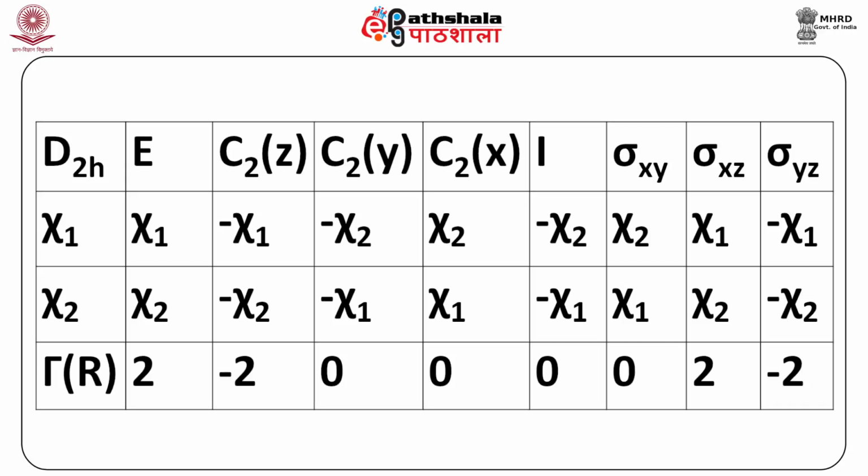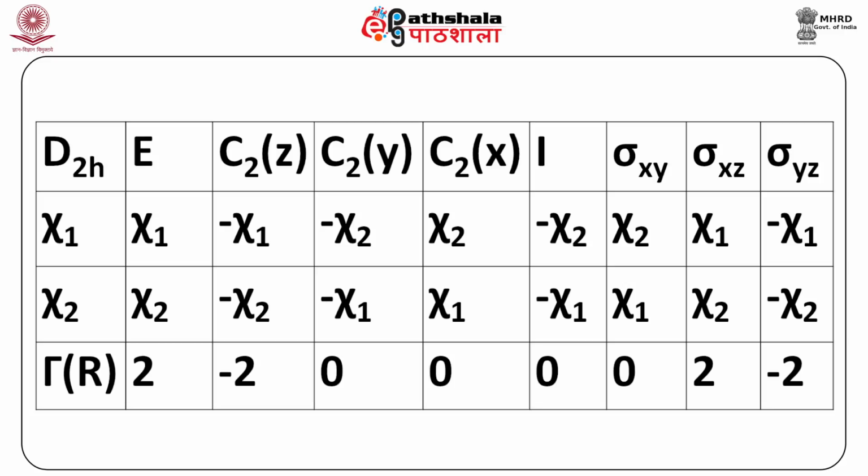a C2 rotation along the Z axis, it changes sign because it reverses direction. So it becomes minus chi1. Similarly, along C2y, not only does it change sign, it also exchanges position with the chi2 orbital, the other carbon atom. So it becomes minus chi2, and C2x, because it is a 2px orbital, will not change sign, but they will exchange positions, so it becomes chi2.